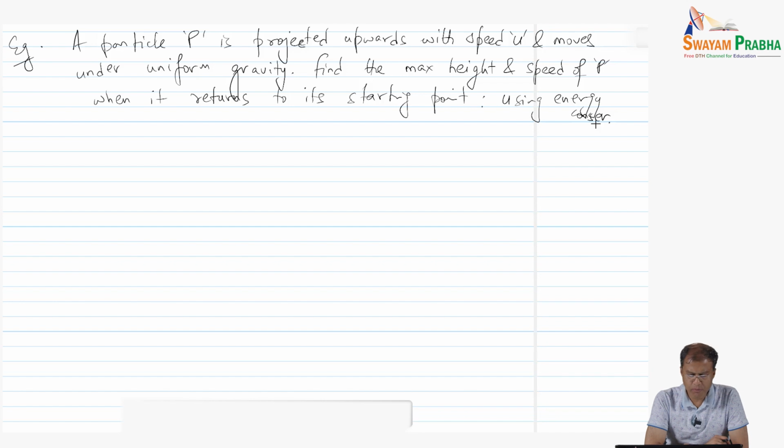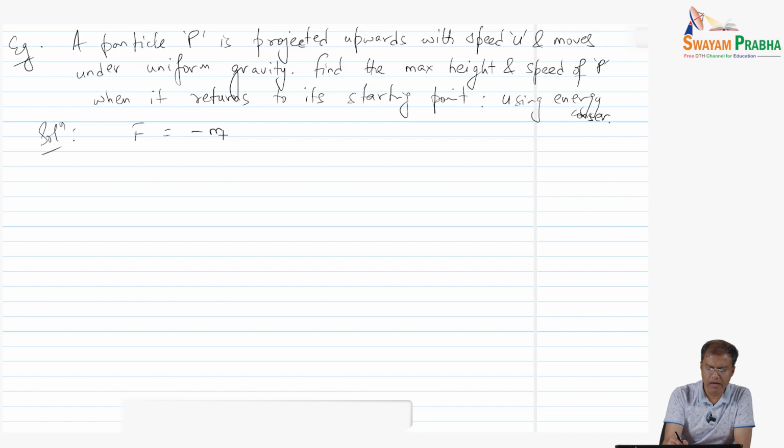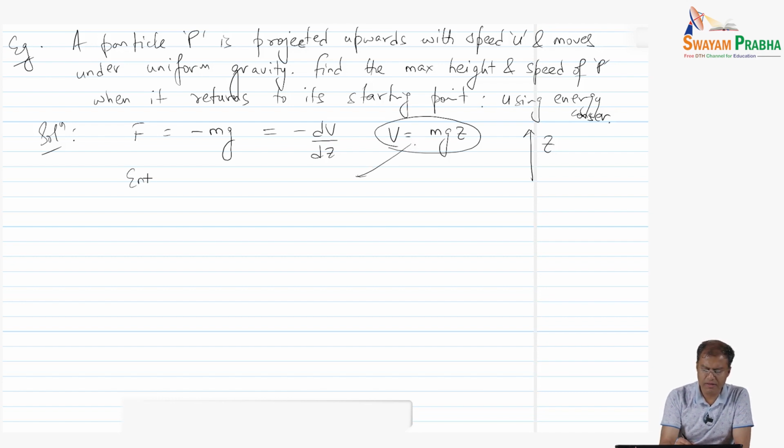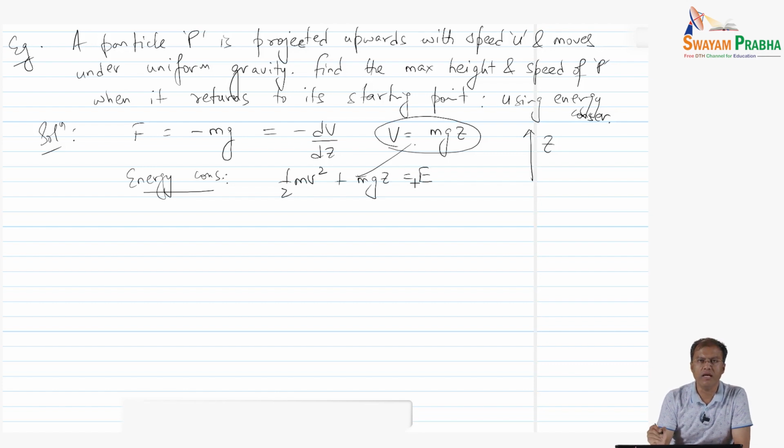For projectile motion, we know that the net force acting on the particle is minus mg, and if we set it equal to minus dV dz, where z is the vertical direction in which the motion is happening, we see that the potential comes out to be mgz, right? So we have found a scalar potential, which means that the force field is conservative, and we can say from energy conservation that half mv square, the kinetic energy, plus mgz is equal to a constant which is E.